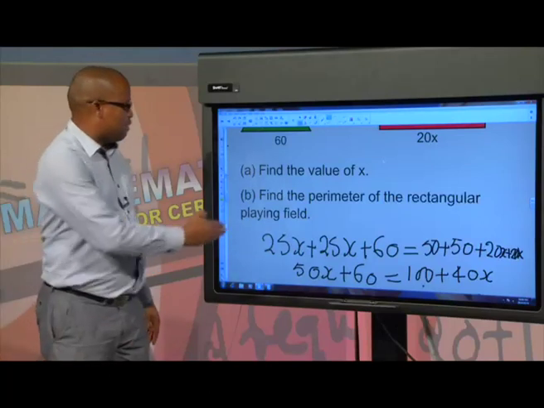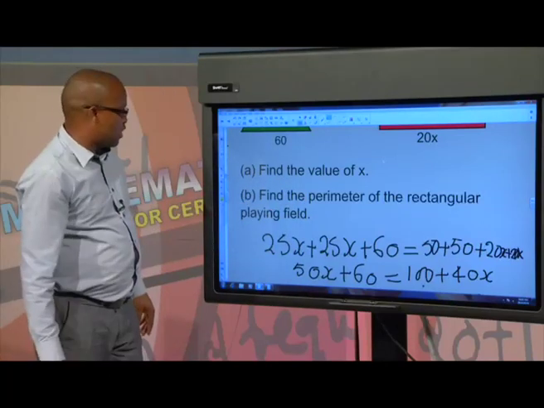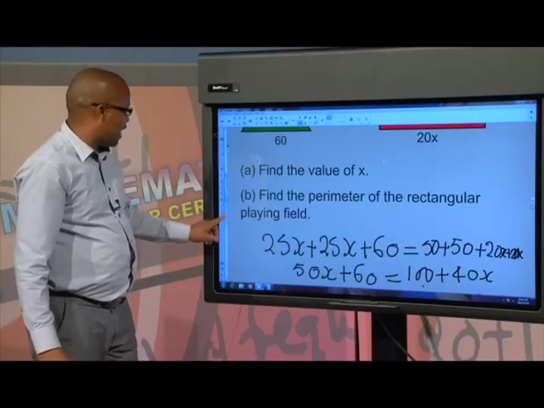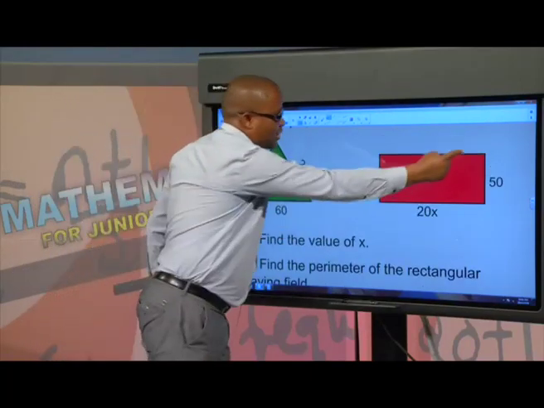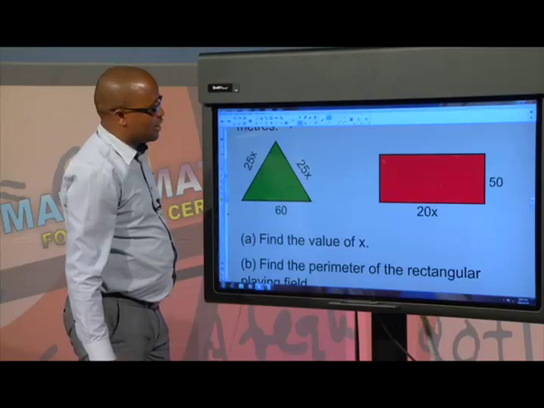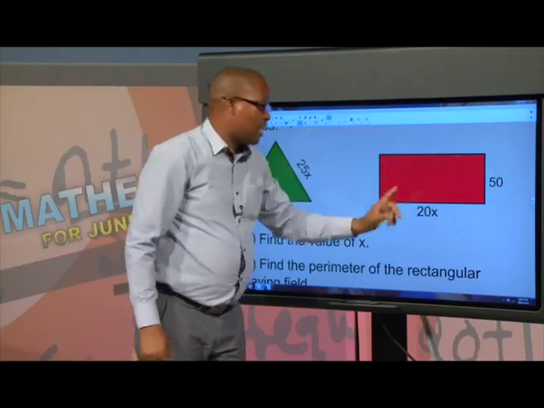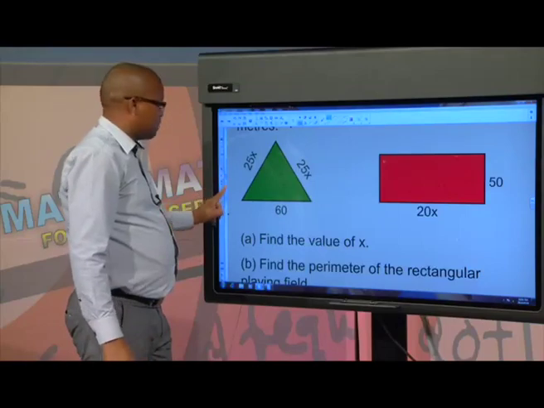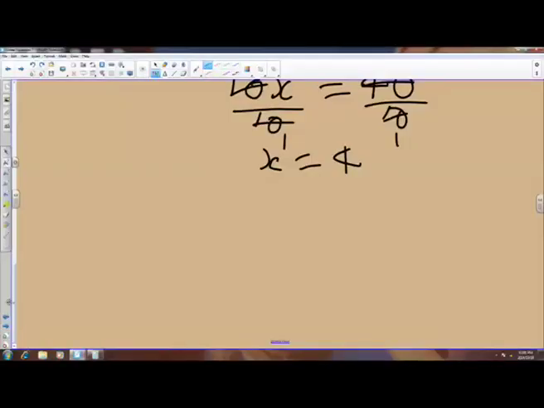Part B says find the perimeter of the rectangular playing field. So we are to find the distance around this shape. This is the rectangular field. So we are to find this distance around it. And we can see this is 20x, 50. Now we know the value of x. So what will be the perimeter? The perimeter of the rectangular playing field is 20 times the value of x. Our x is 4, and then we multiply this by 2. Why are we multiplying by 2? It's because there are two identical sides.